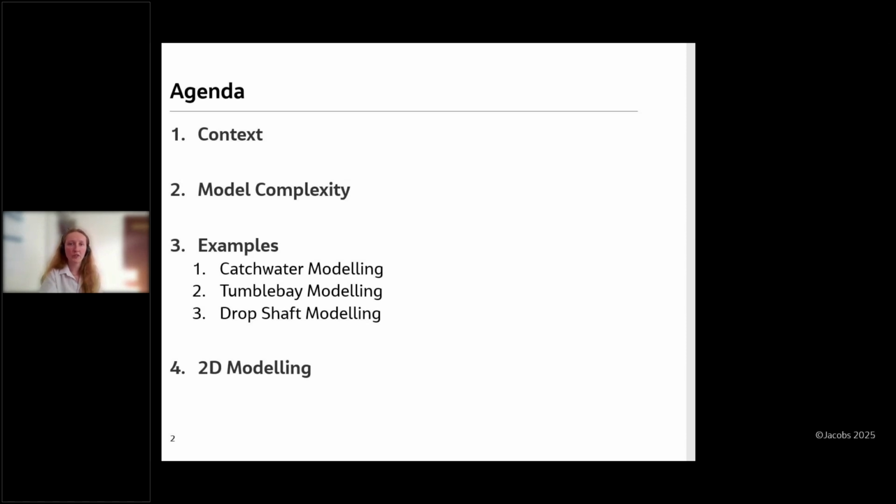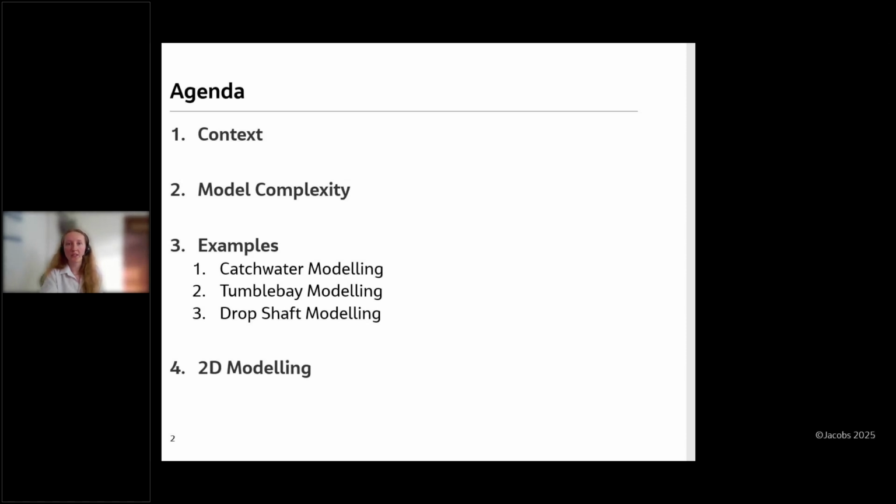And then I'll go on to give 3 examples of where we've used Flood Modeler 1D to model more complex structures and arrangements such as catchwaters, tumble bays and drop shafts. I've then just got a slide at the end to go through where you might want to use 2D modelling for some of these structures.